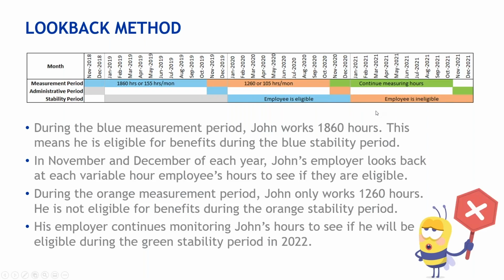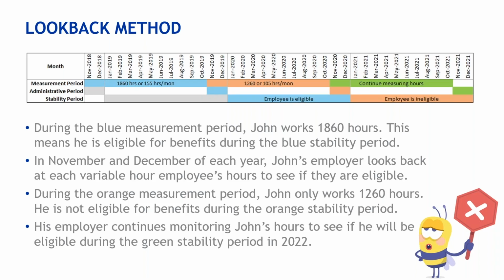This is an area that ends up being kind of confusing and complicated because we look at John and we say, well, he went part-time in March and now he's only working 80 hours per month, but he's eligible during the entire blue stability period. One common question we do get is with employees who move from full-time to part-time. Now, because they have moved from being a duck to no longer being a duck, they are now a variable hour employee, and you need to look at their hours.